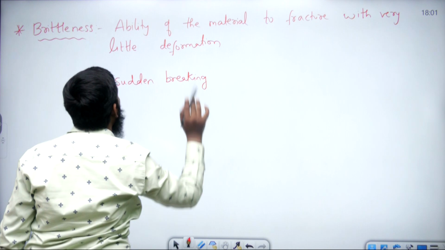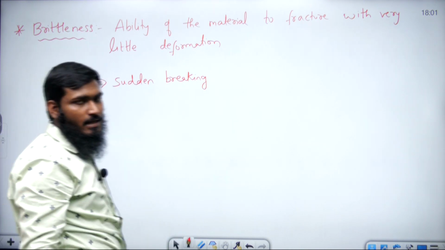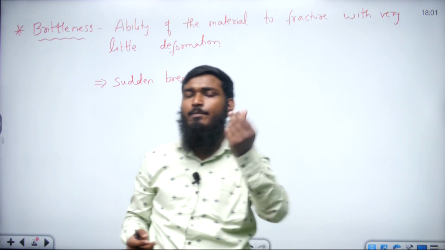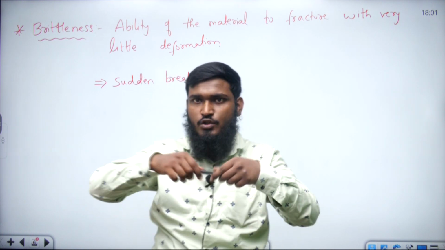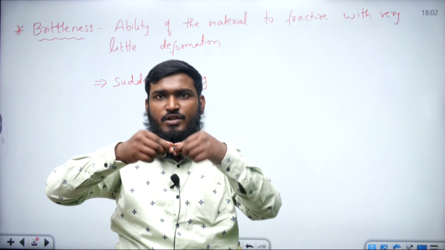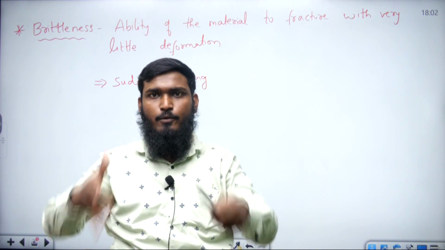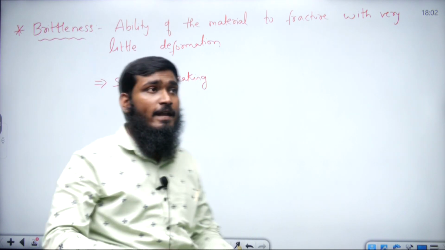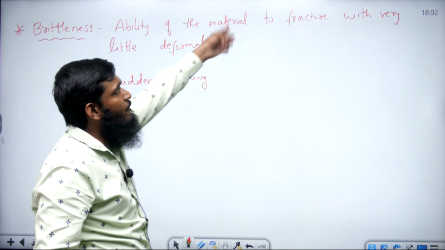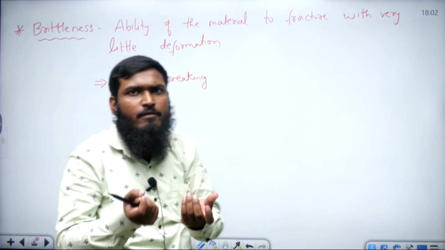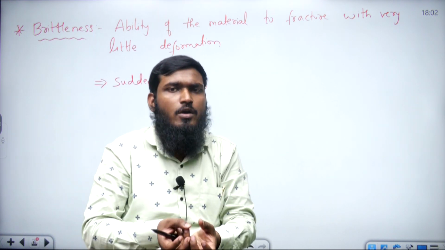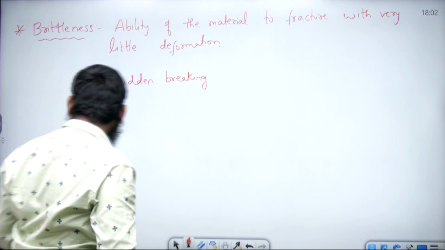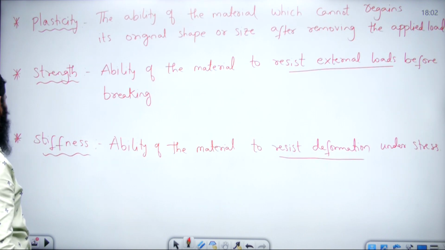So this type of property we are calling brittleness. Okay, we can take the example of glass, or chalk. If we apply some pressure or load, it will be broken. Glass is also suddenly breakable. So whenever the ability of the material to fracture with very little deformation, with very little amount of load or stress, that type of property we are calling brittleness. Okay.